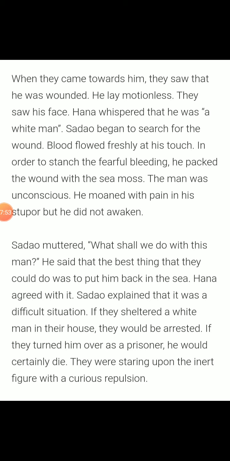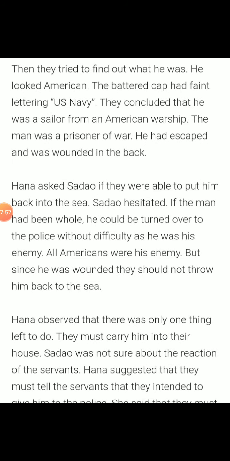They were staring upon the inert figure with a curious repulsion. Then they tried to find out what he was. He looked American. The battered cap had faint lettering US Navy. They concluded that he was a sailor from an American warship. The man was a prisoner of war. He had escaped and was wounded in the back.